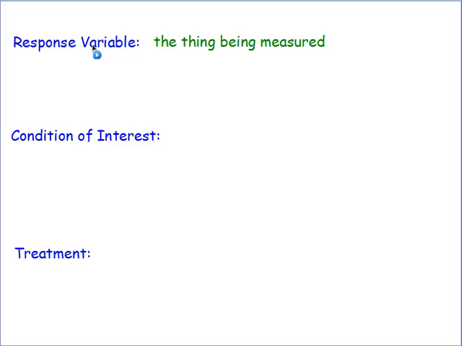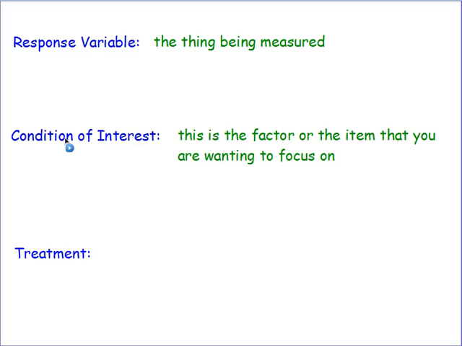Our condition of interest. This is the factor or the item that you are wanting to focus on. Our focus was, in the gummy bears, does the color affect how far the gummy bear travels? So that would be considered our condition of interest. Does color affect distance?